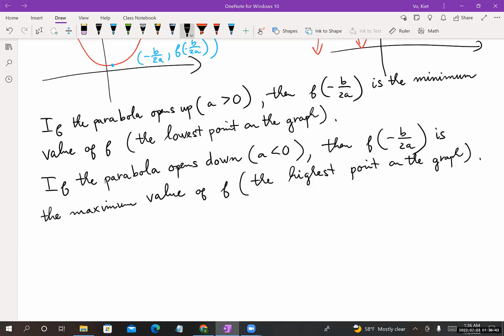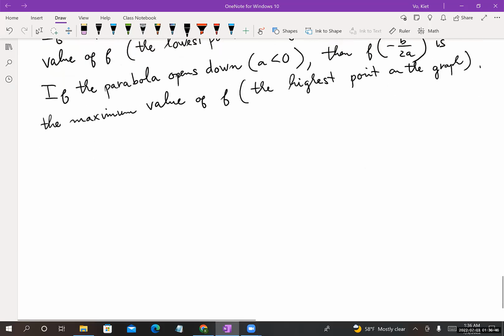Okay, so let's do an example with this. We're going to determine whether the quadratic function has a maximum or minimum value, and then find the maximum or minimum value.